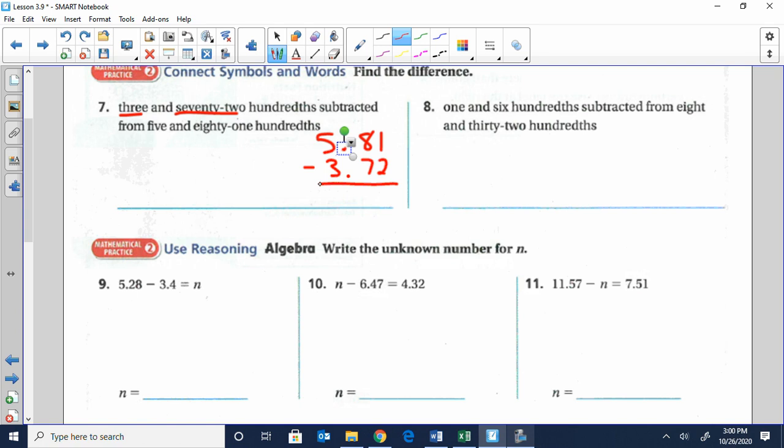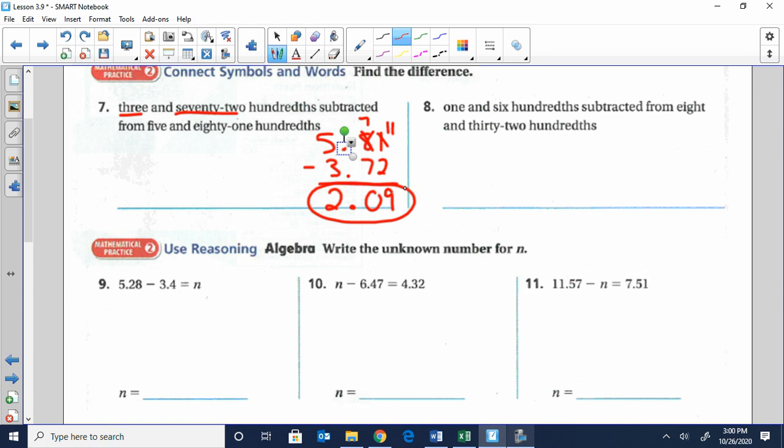The 5 and 81 hundredths is larger. It's going to go on the top. We then go ahead and subtract. 1 minus 2 you cannot do, so we borrow. The 1 becomes an 11. 11 minus 2 is 9. 7 minus 7 is 0. Bring our decimal down. 5 minus 3 is 2. And our answer is 2 and 9 hundredths.